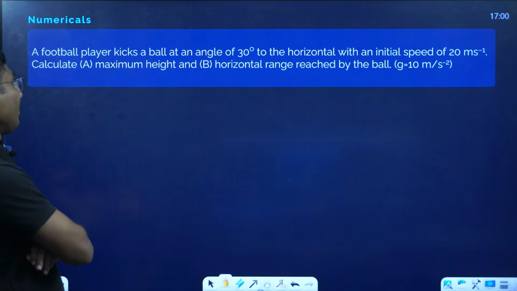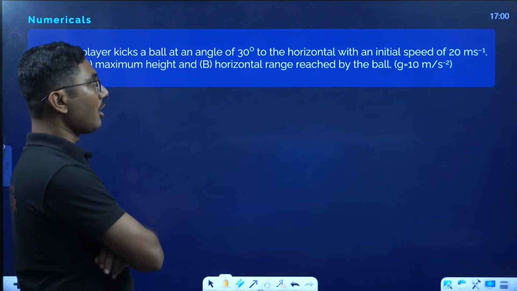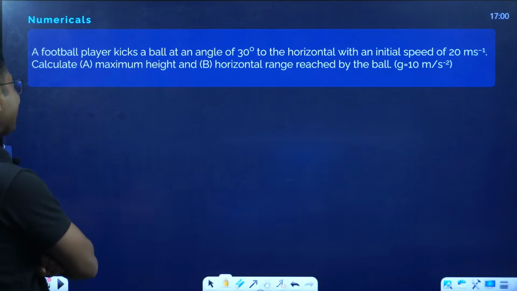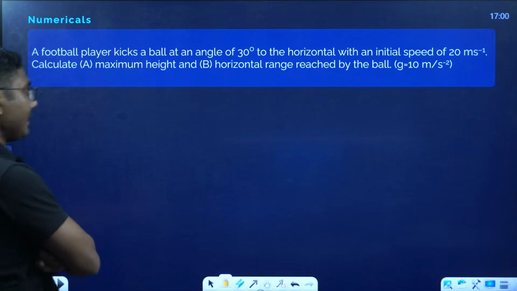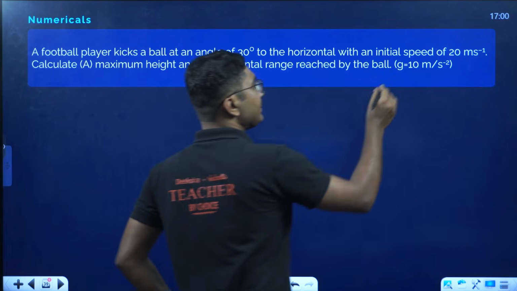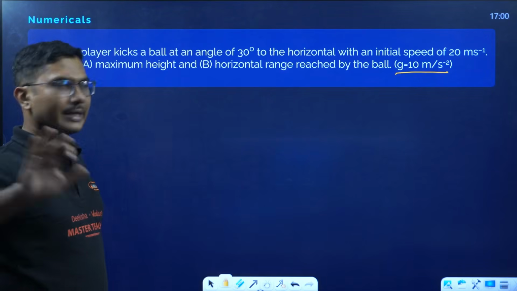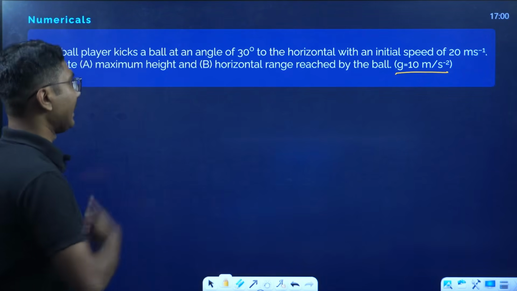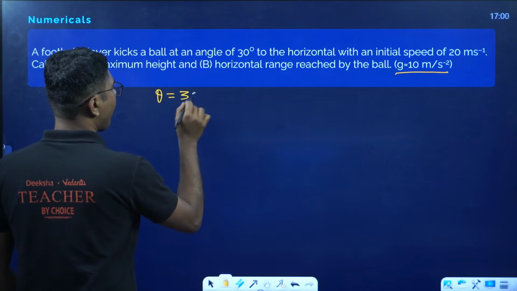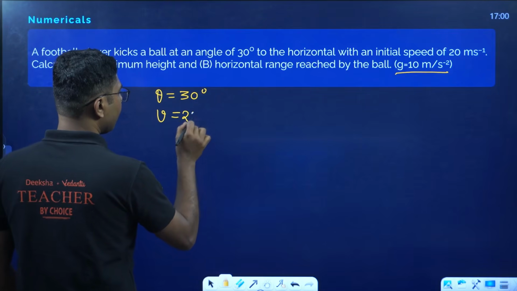Now next, another question from your projectile motion. A football player kicks a ball at an angle 30 degrees to the horizontal with an initial speed of 20 meter per second. Calculate maximum height and horizontal range reached by the ball. Here the difference is that g is given as 10 meter per second square, so the calculations will be slightly easier. Again, same question. Angle here is given 30 degrees, and the speed is given 20 meter per second.